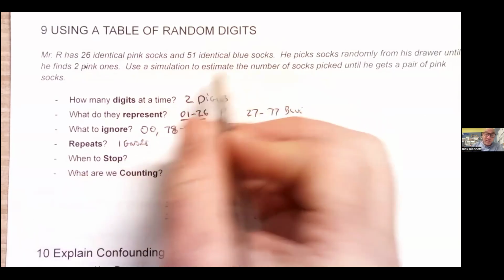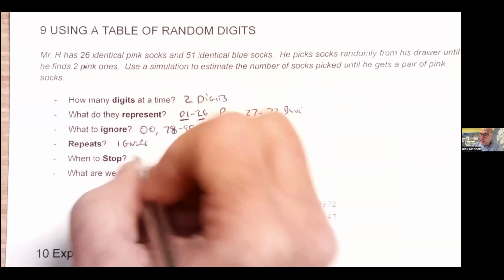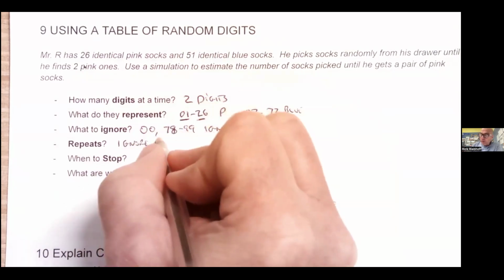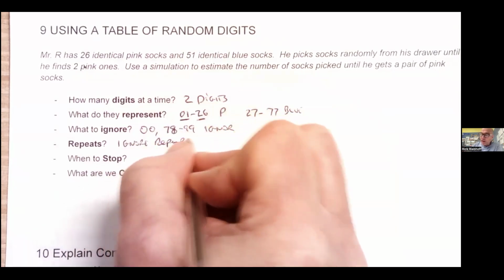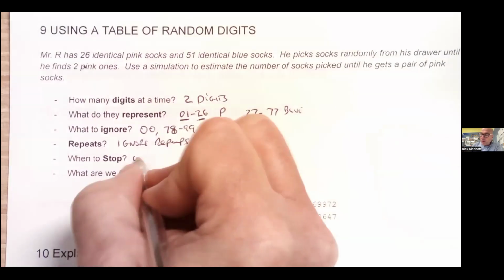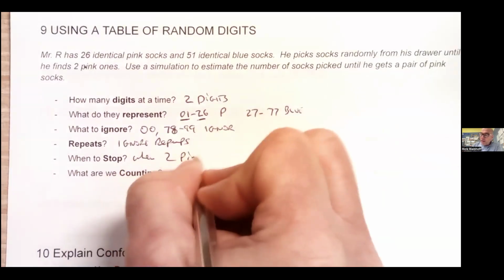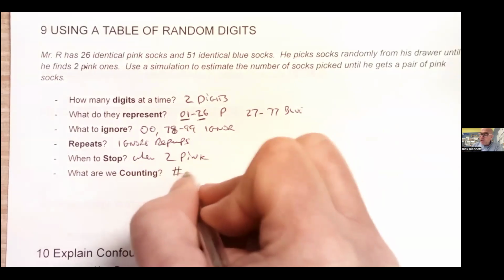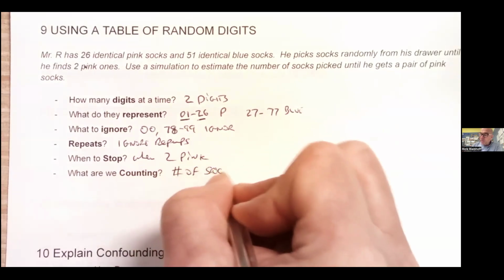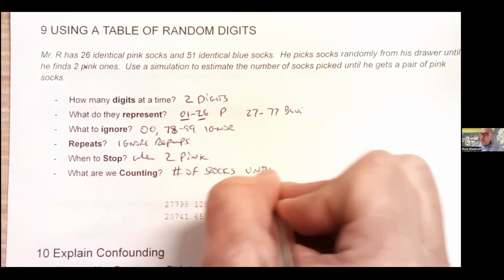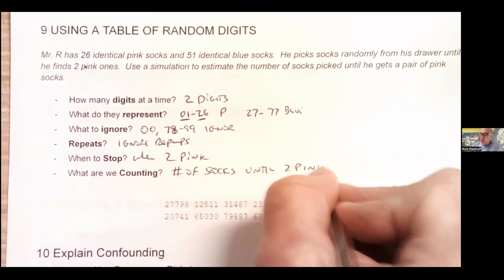Ignore. What about repeats? I'm going to ignore repeats. If I said I was putting the socks back in, that'd be silly. But sometimes we do. So we are going to ignore repeats. Got to talk about how we're going to treat them. We're going to stop when we have 2 pink. And then what are we counting? Number of socks. Number of socks until 2 pink.